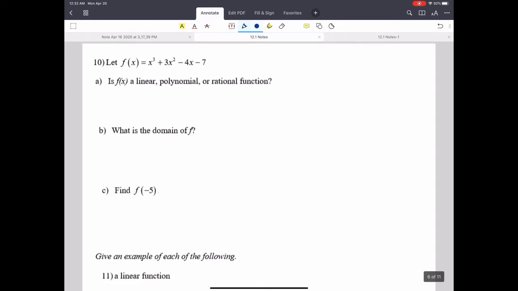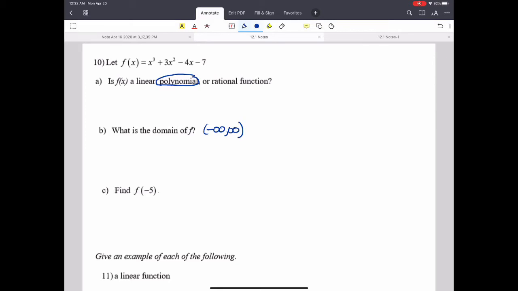Okay, so now looking at number 10 here, we've got let f of x equal x cubed plus 3x squared minus 4x minus 7. All right, first of all, we want to figure out, is this linear? Is it polynomial? Is it a rational function? Well, it is polynomial. What is the domain of f? Well, that's easy. It's going to be all reals. It's going to be all real numbers.